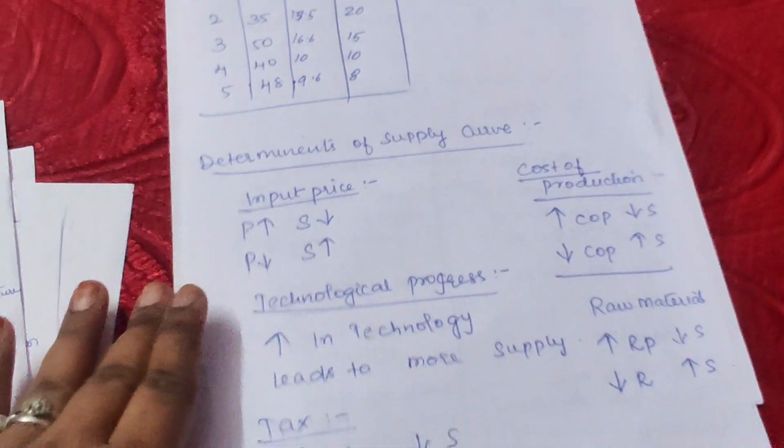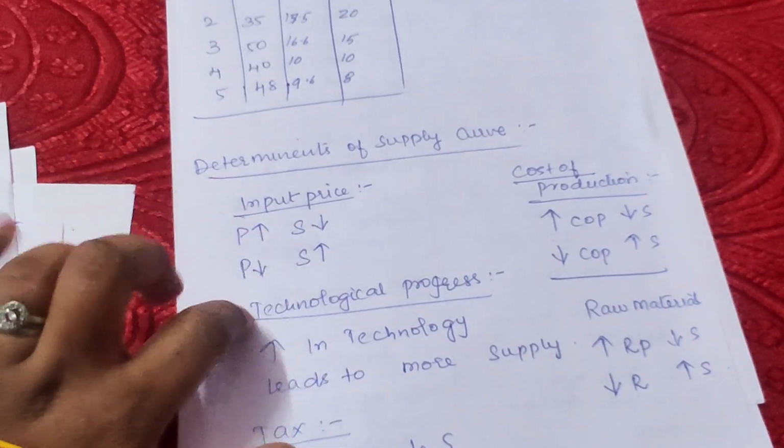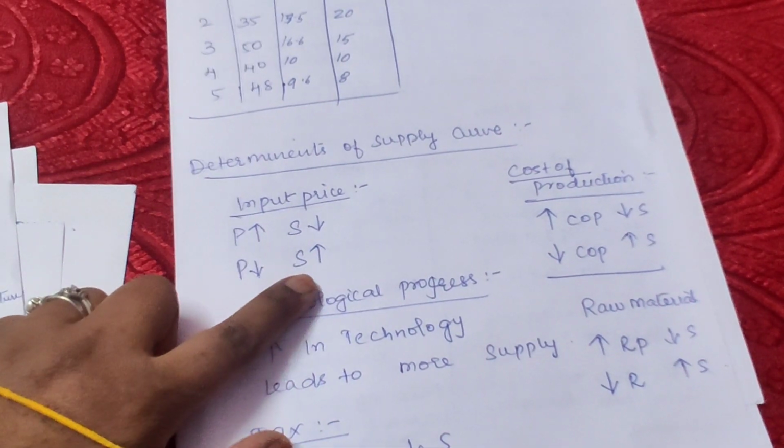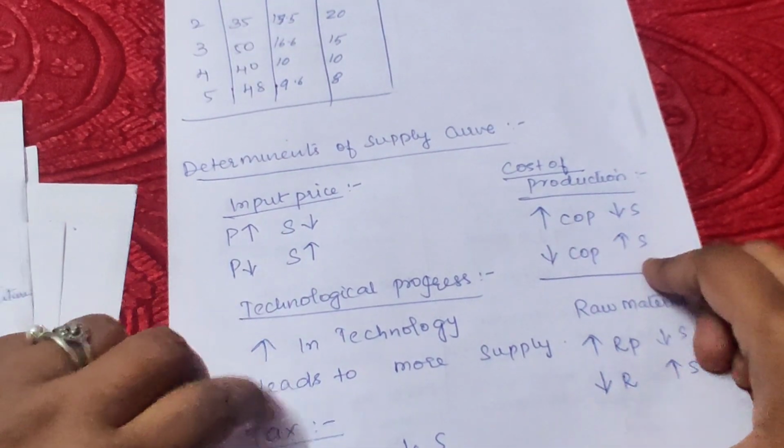Determinants of supply curve is input price. When input price is high, supply will be less. When input price is less, supply will be high. Cost of production is high, then supply will be less. Cost of production is less, then supply will be high.